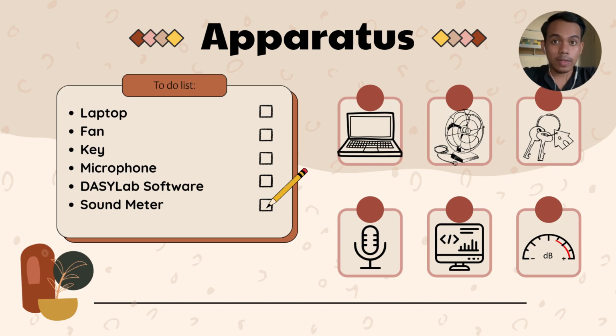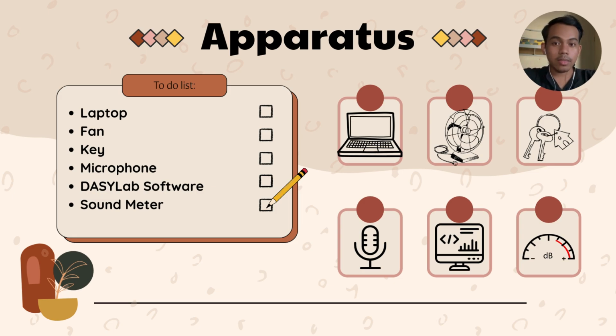And I'm going to present about the apparatus of the experiment. First, what we need for this experiment is a laptop, which we use to install the DaisyLab software and to record the sound measurement. After that, we need a fan for the source of the sound. Actually, we need two items for the source of the sound, which are fan and keys.